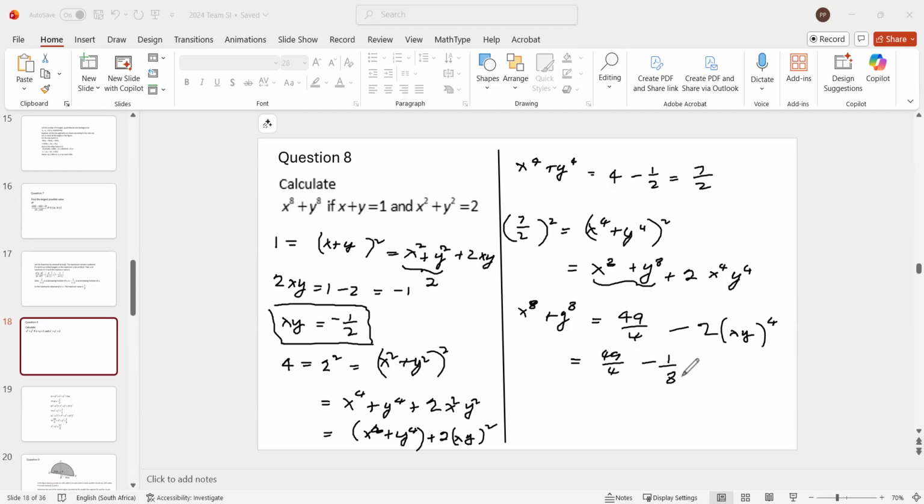Right? And to bring it to the same denominator, this is 98 over 8 minus 1 over 8, which is 97 over 8. So this is the value of x to the 8 plus y to the 8. Interesting that even knowing just these two, you can calculate that one. See, a lot of algebra is called into play. So the answer to this question is 97 over 8.